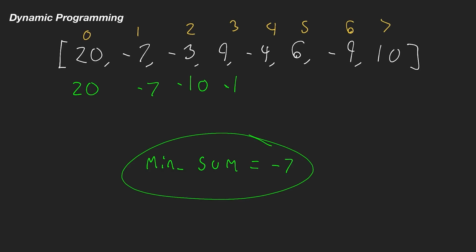Now I'm not going to update my minimum sum. And in fact, the minimum sum should be -10. Sorry, I should have updated that before because, well, -1 is not less than -10. Okay, now I move over to -4.